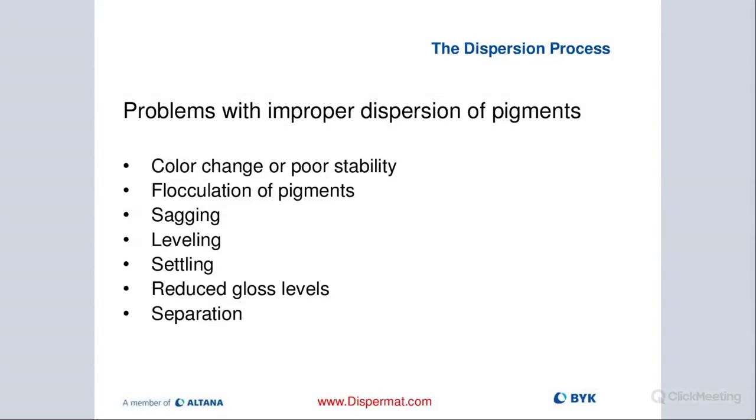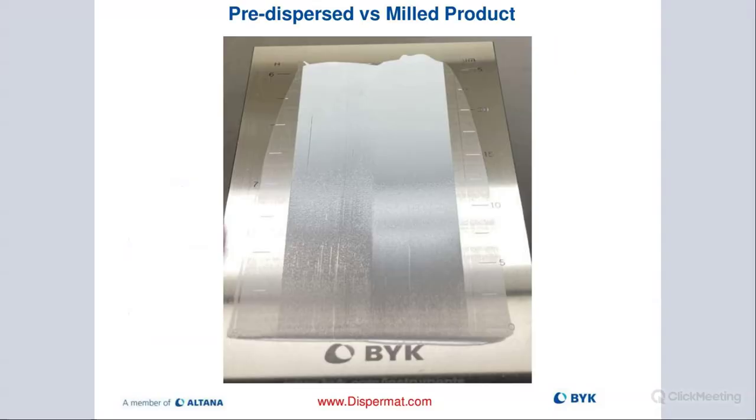So if we don't do a good job dispersing or milling our material, we're going to have probably maybe a color shift, poor stability of our pigments, flocculation of pigments, sagging, leveling, settling, reduced gloss levels, and separation. It's just some of the issues that happen when we do an improper job dispersing or milling our material.